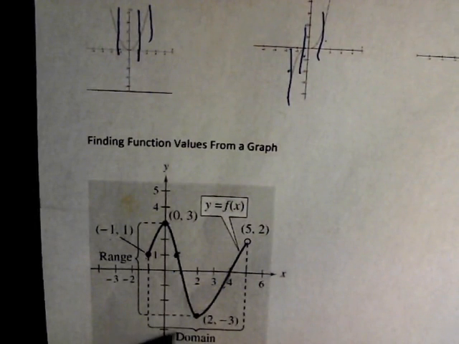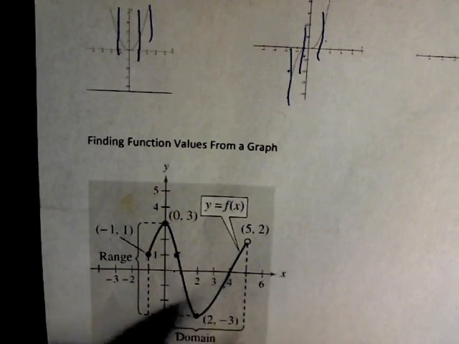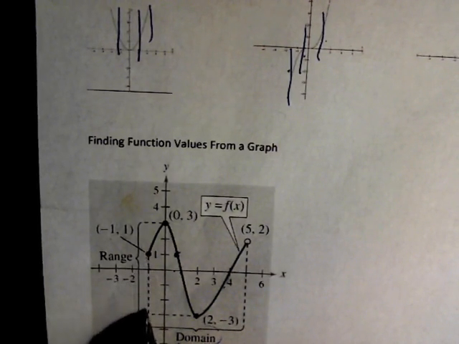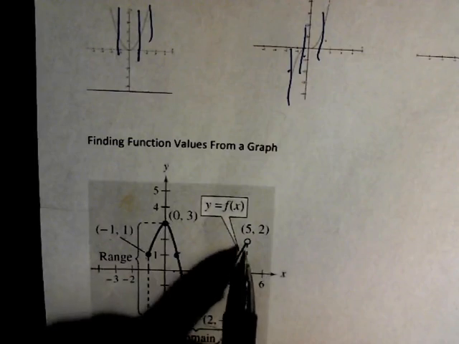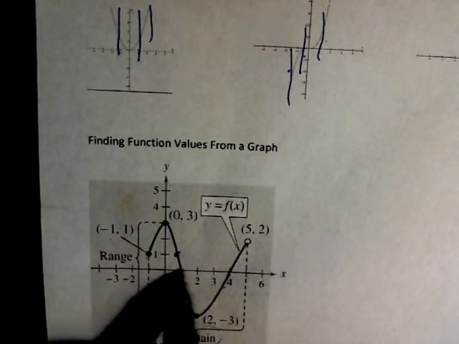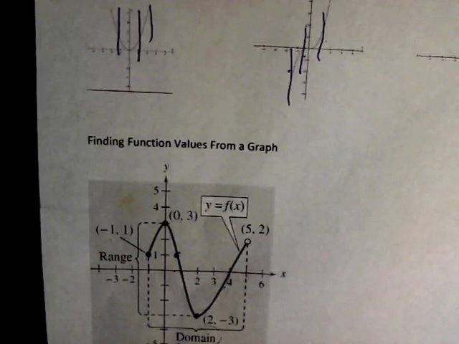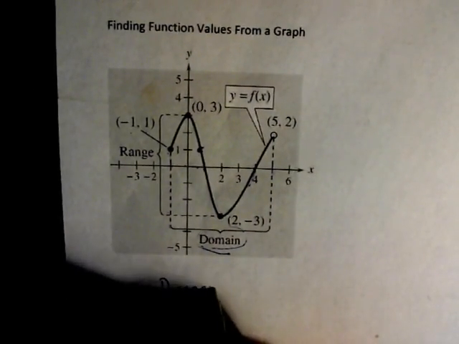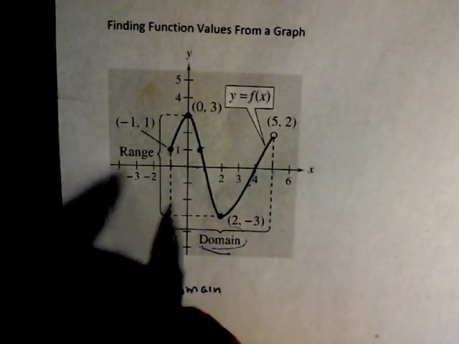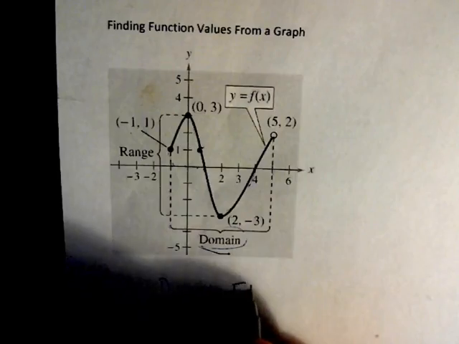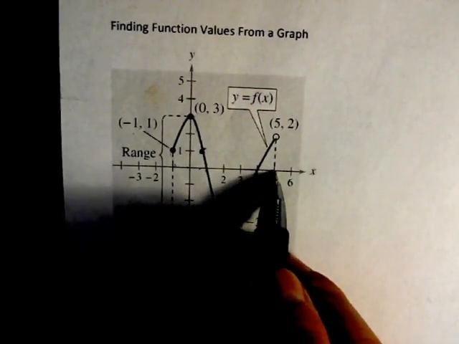Now, the one thing we can look at is the domain. And if you look at the domain, remember it's the set of all x values. And you can see the domain goes from here to here. These are all our x values. And the way we would write that is my domain goes from -1 and it goes to 5.